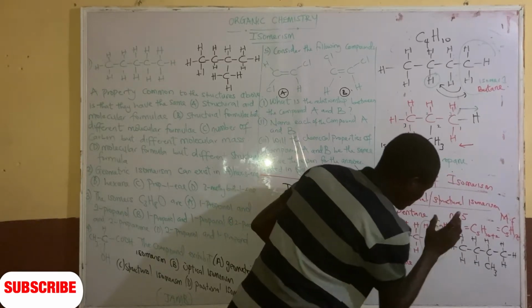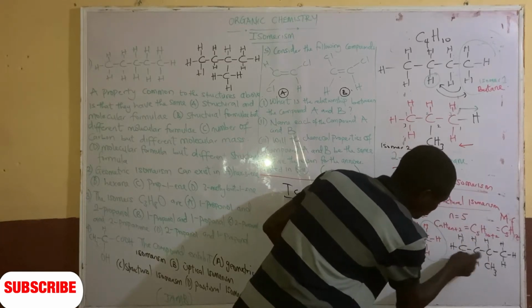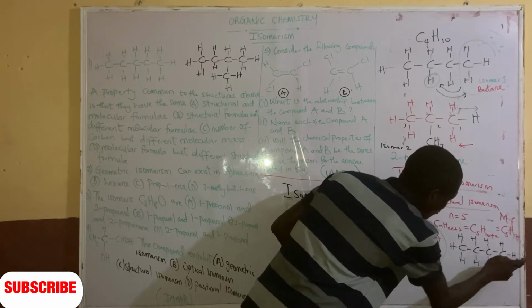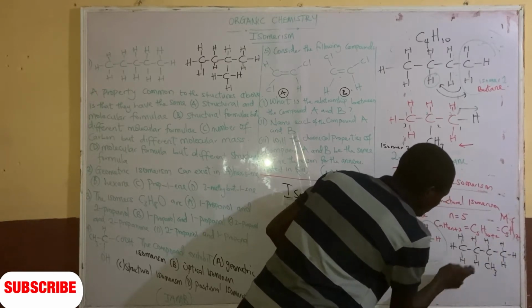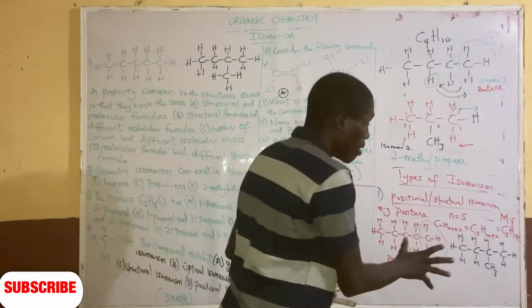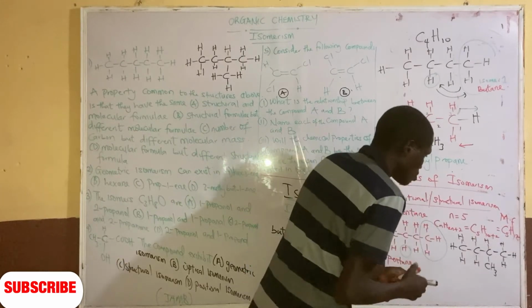This structure has 5 carbons: 1, 2, 3, 4, 5. And it still has hydrogens: 3, 4, 5, 6, 7, 8, 9, 10, 11, 12. So it has the same number of carbons and the same number of hydrogens, but it's a different structure now. So how do I name this structure now?